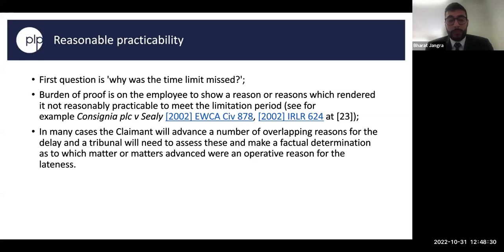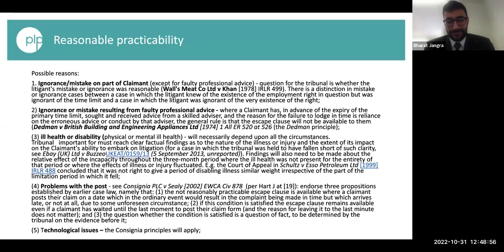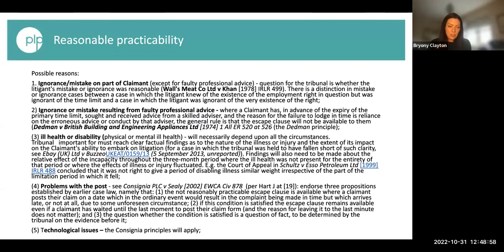Typically, there are many different reasons that claimants will seek to rely on when stating why there was a delay, and it's for the tribunal then to assess them all and make a factual determination as to which matter or matters advanced were an operative reason for the lateness. Bharat and I are now going to look at 10 of the most commonly advanced reasons that it was not reasonably practicable to bring the claim in time. So on my slide here, I've got the first 5 of those reasons.